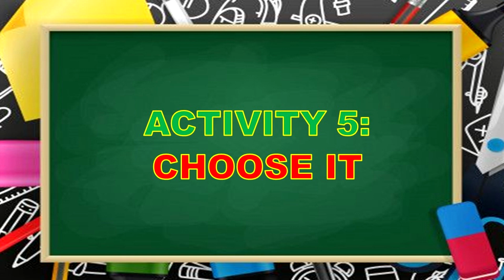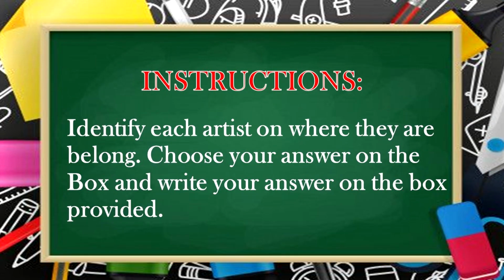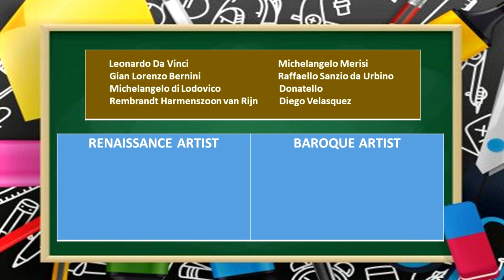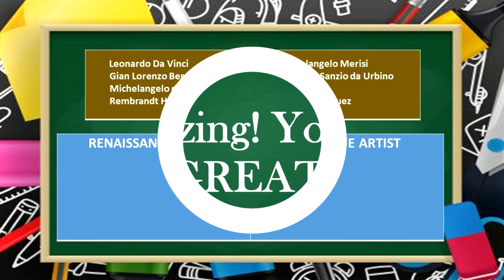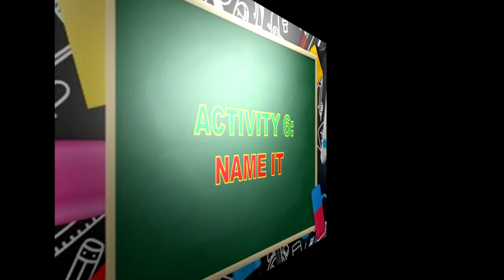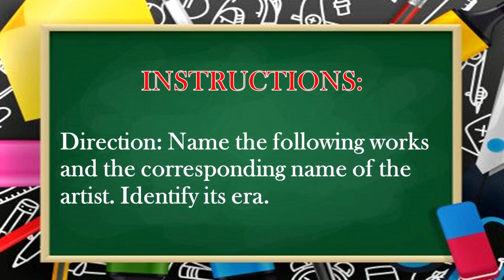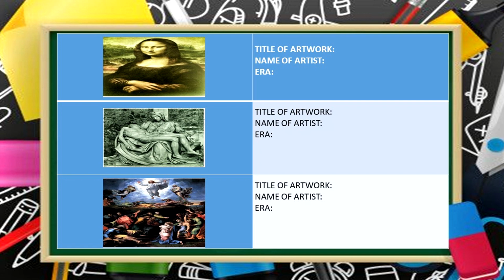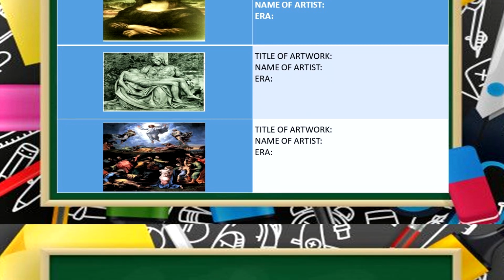Activity 5. Choose it. Instruction. Identify each artist and where they belong. Choose your answer in the box and write your answer in the box provided. You may start now. Enjoy! Amazing! You are great! Activity 6. Name it. Direction. Name the following works and the corresponding name of the artist. Identify its era. Start now. Wonderful! Well done!